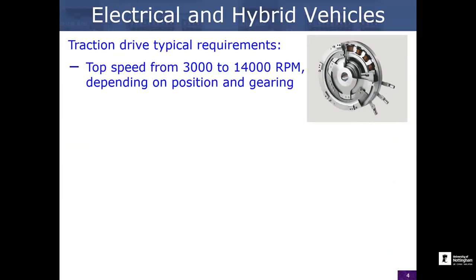But let's focus on the actual drivetrain and the traction drive, because a lot of those things like alternators are very traditional, they've been around for a while. But looking at the traction drive, that's the real challenge. And the challenge is all around those drive requirements. It's all in the need to have things like high top speed. So the top speed of a machine, depending on where it's mounted, can be anything from 3,000 to 14,000 RPM. And the reason for that is all about gearing.